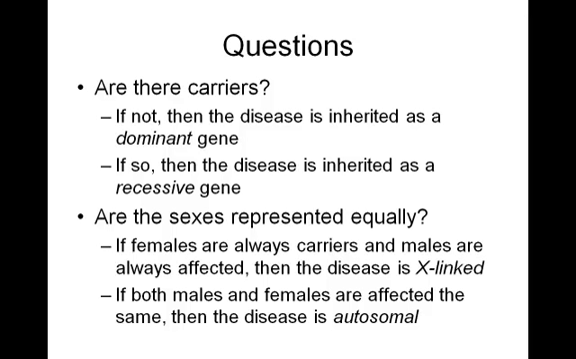Second, are the sexes represented equally? A genetic disease results from a mutation on one of the chromosomes 1 through 22. These are called autosomes, or on the X or Y chromosome, sex chromosomes. If there are only female carriers and only males are affected, then we know the disease is X-linked recessive, which we also call sex-linked recessive.